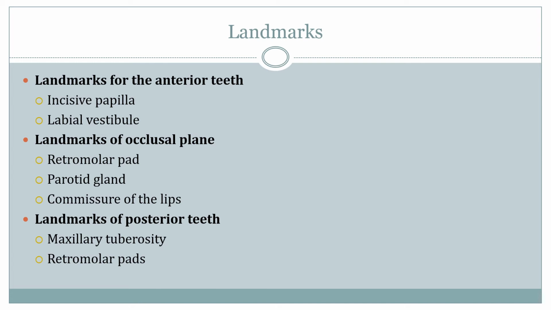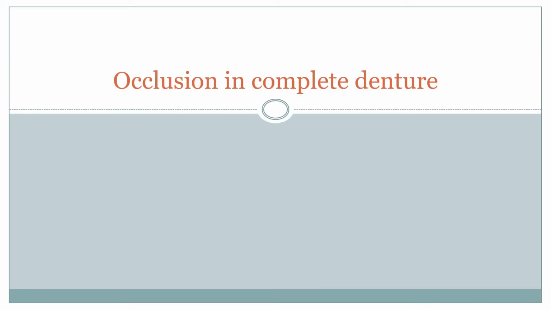Some basic important landmarks for your anterior teeth are your incisive papilla and labial vestibule. Then for your occlusal plane in the lower, it's your retromolar pad, the parotid gland, and the commissure of the lips. That's what you all will be learning in your jaw relations. Then landmarks for your posterior teeth are your maxillary tuberosity and the retromolar pad area.